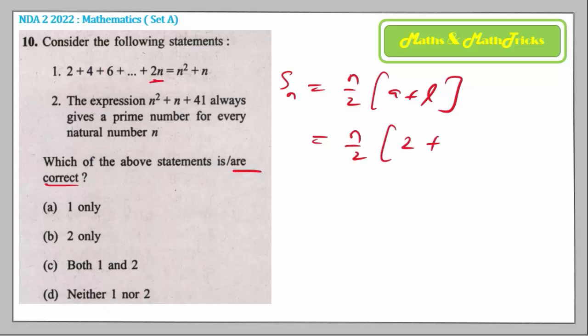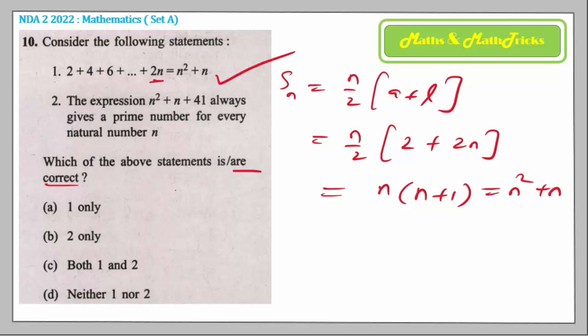a is 2, l is 2n. So when you simplify this, what do you get? Taking 2 common, n into (n plus 1), which is n square plus n. They have given it. Correct answer. So the first statement is correct.